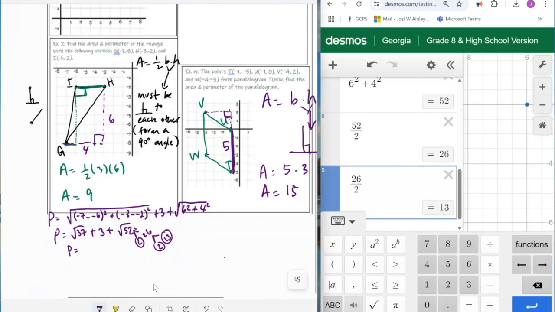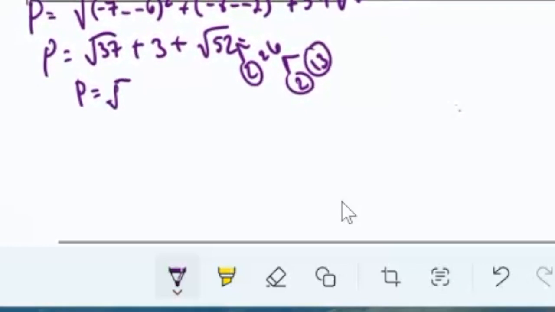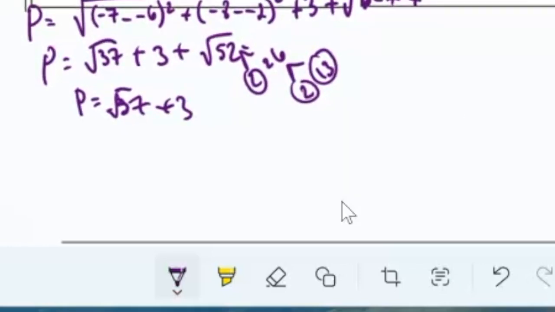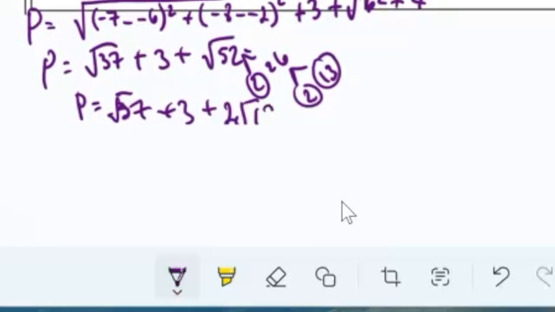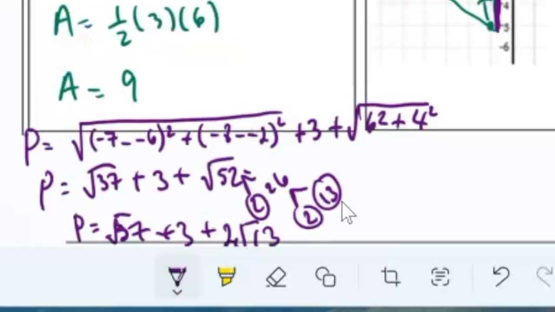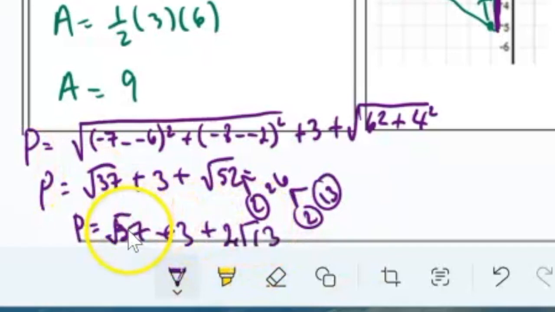So now my perimeter is going to be the square root of 37 plus 3, and a pair of 2 out, so plus 2 radical, what's left? 13. Now looking at these numbers, is there anything under the radical that I can combine? No, because they're different. So this one's 13, this one is 37. So I can't combine anything here. So this is my perimeter in exact form. Now 37, in case you didn't know, it's also a prime number. You can double check it with the calculator if you like.